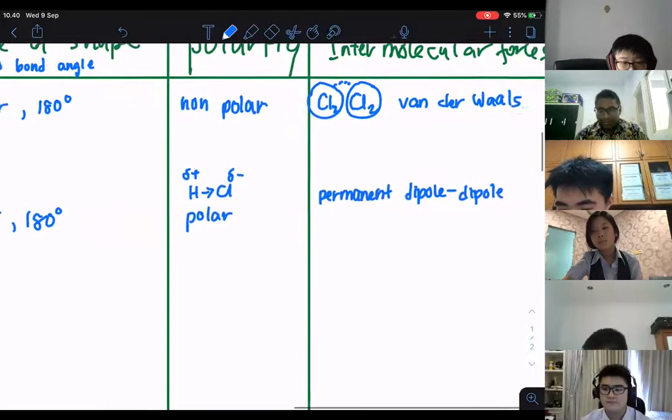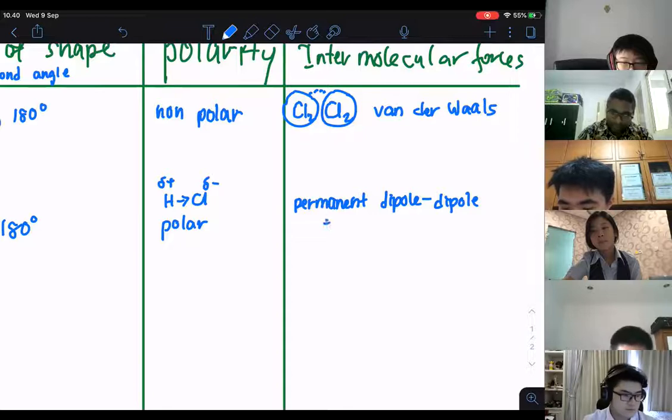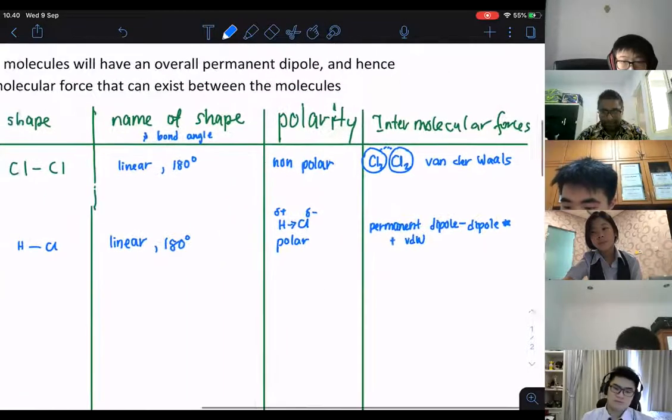And do remember, van der Waals forces apply for all molecules. Therefore, this one also has VDW, but the prominent or major force of attraction is going to be permanent dipole, dipole. I'll put it over there.